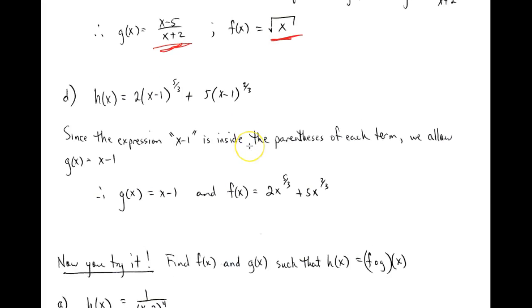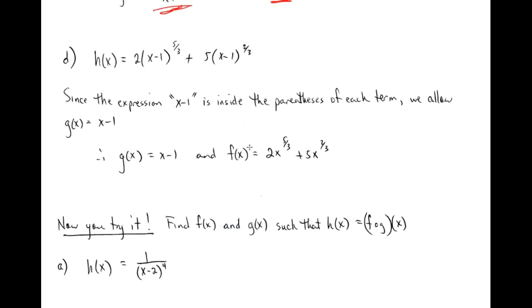For example D, we see here that clearly we have the x minus 1 inside of the parenthesis there. So of course this looks like 2 times blah raised to the 5/3 plus x times blah raised to the 2/3. So the x minus 1 is a thing that's on the inside, and if we replace all the boxes with just x's, this is what the outside function would look like.